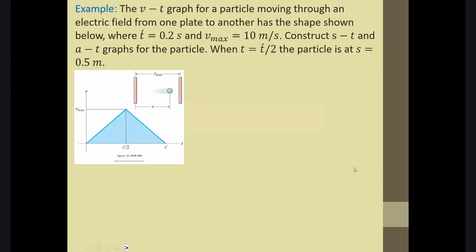Okay, let's take an example. The VT graph for a particle moving through an electric field from one plate to another plate has the shape shown below. So the velocity profile is given. Here t prime is 0.2 seconds, and t prime divided by 2 is 0.1 seconds. As you see, at 0.1 seconds, we have a maximum velocity, which is 10 meters per second.